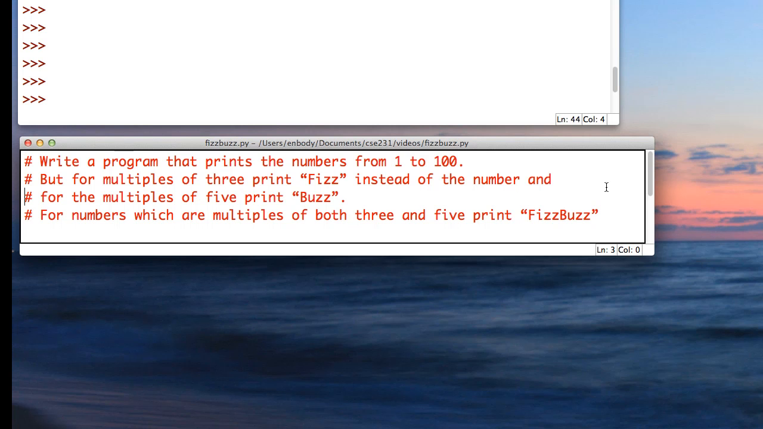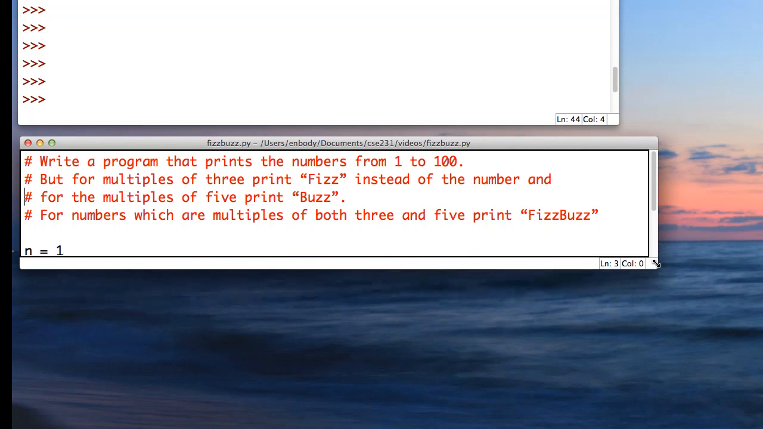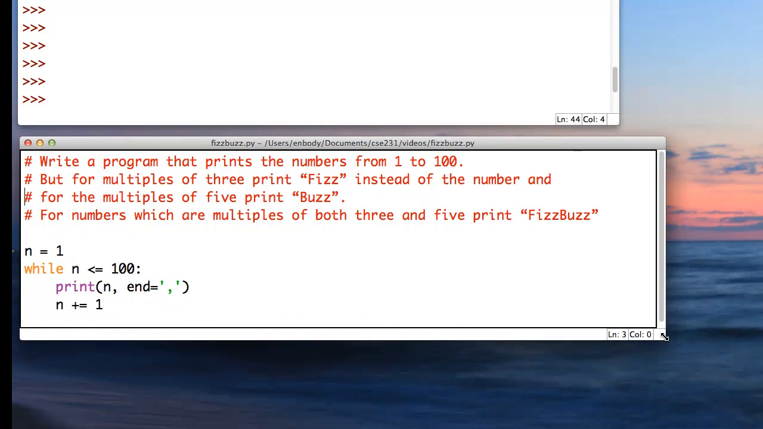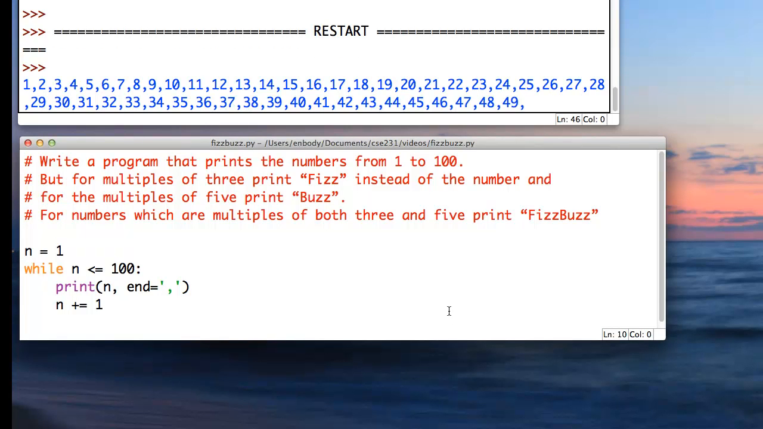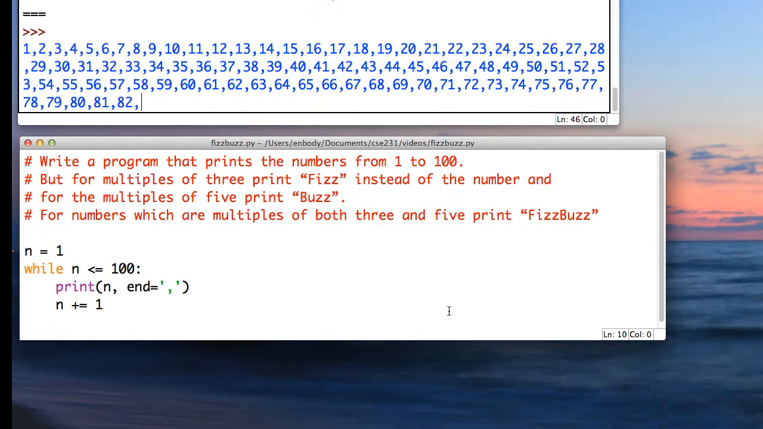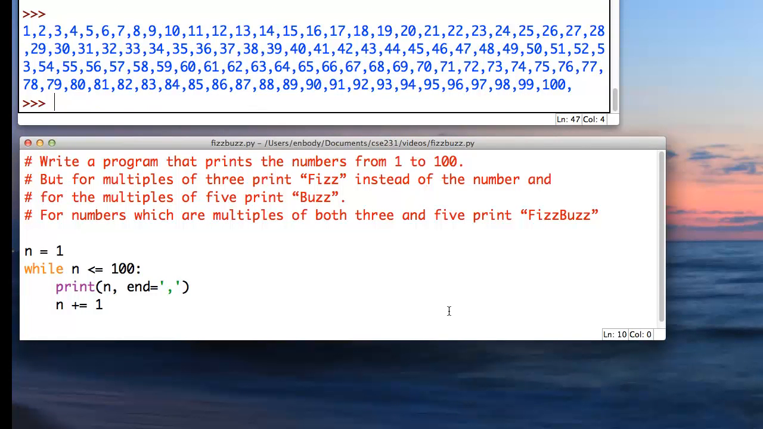Now, as we've mentioned many times before, there's always a simpler problem to look at. In this case, it would be a simple while loop to print all the numbers from 1 to 100, and we can try that out. Notice how it starts at 1. While our n is less than 100, we will print the number, and of course then we increment by 1.